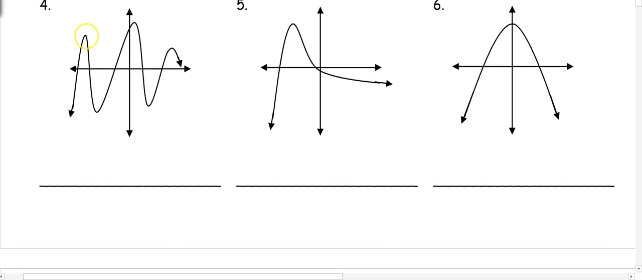In number four, notice that we have 1, 2, 3 higher points. Those are our local maxes, and we have 2 local mins. So in this case, we have both. In number five, we have a point that's higher than everything else to create our little hump or our peak, which would be a local max. And in number six, the same thing would also be a local max.